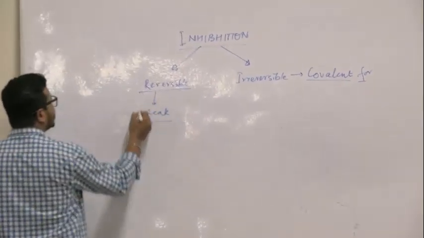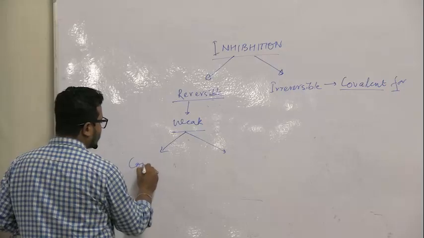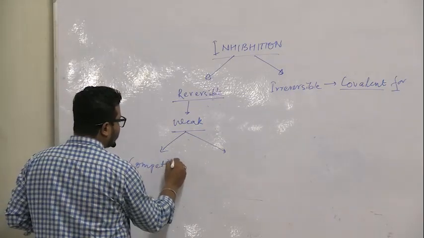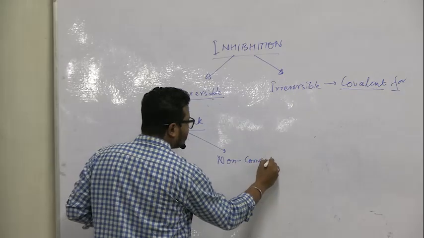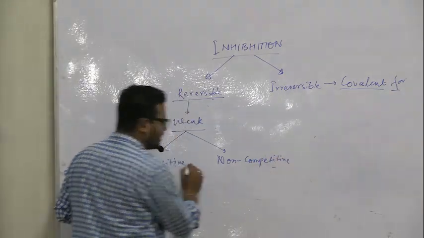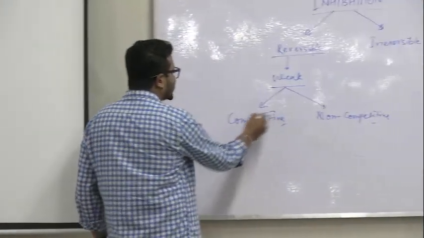If you talk about reversible inhibition, again they are of two types: competitive and non-competitive. Have you heard about these terms? Have you heard, all of you? For whom is this going to be a new term, competitive, non-competitive? You haven't heard? Okay, no issue. All of you have heard. Shall we start with competitive first? Chalo.